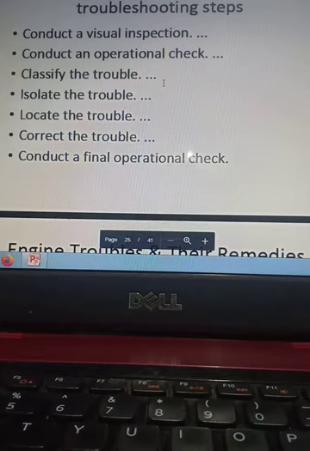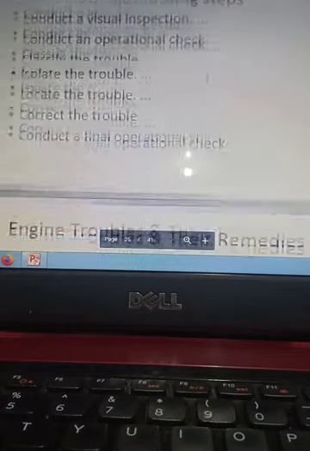And then last is to conduct a final operational check. So once you correct the trouble, you have to test it. So maybe 3 or 5 times you are going to operate to see if the trouble is already eliminated. So when you correct the trouble, at least you have to follow the manual for the safety and warning. Okay, so those are the 7 distinct troubleshooting steps.